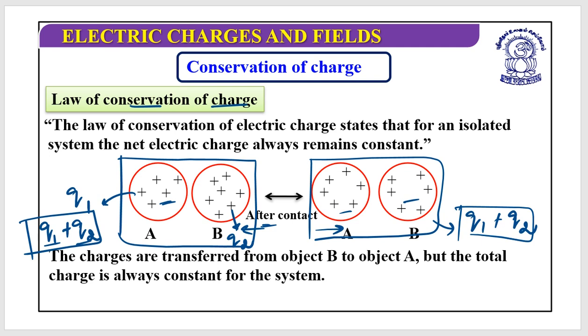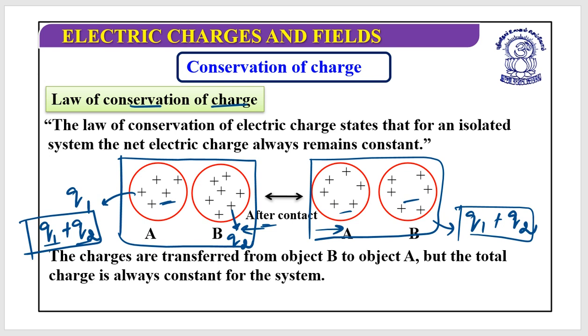So before contact, the total amount of charge is that of system A plus system B, that is our whole system, A and B adding up to make our system. Alone A is not a system, alone B is not a system. A plus B is our system. So total charge before contact is Q1 plus Q2 and total charge after contact is Q1 plus Q2.